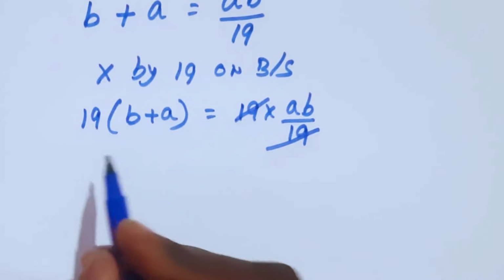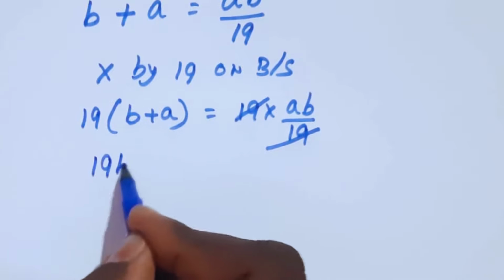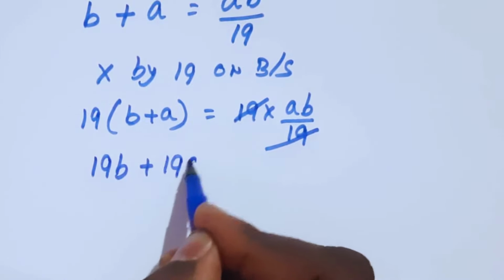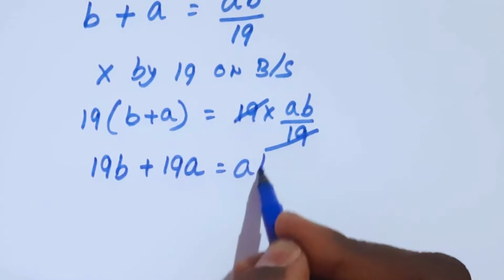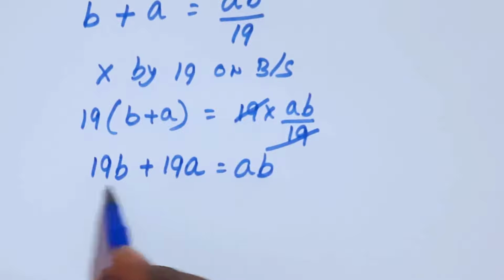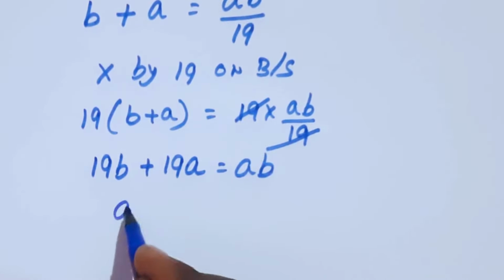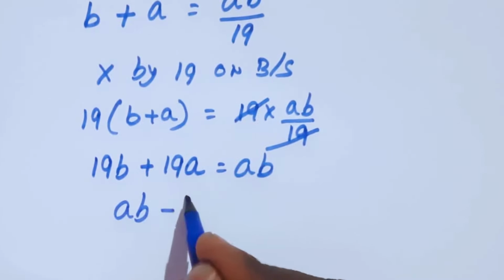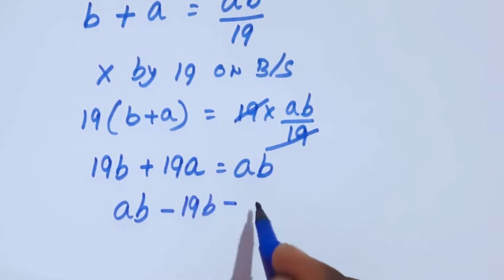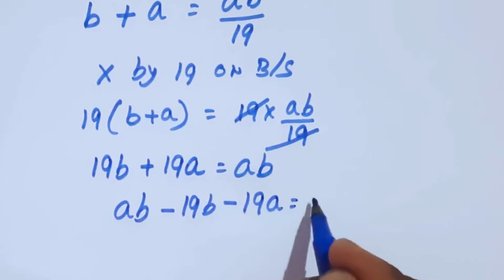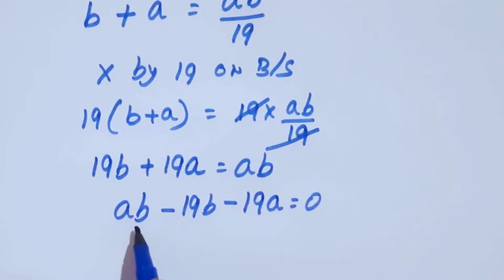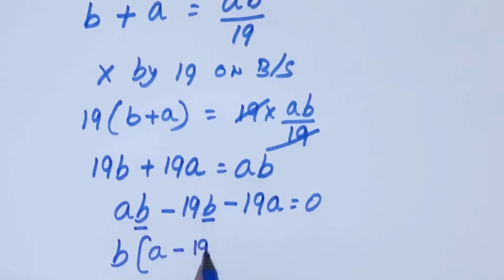Now we have 19 times B plus 19 times A equal to AB. We are going to move this to the right hand side. So AB minus 19B minus 19A equal to 0. Now we are going to take B common from this. So B open bracket A minus 19 close bracket minus 19A equal to 0.